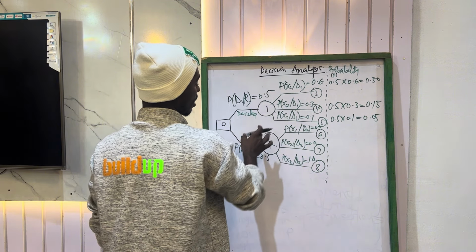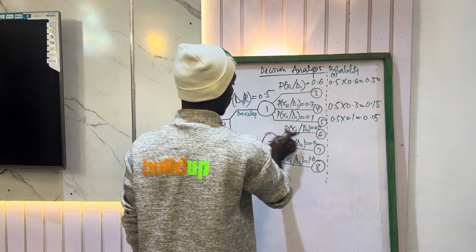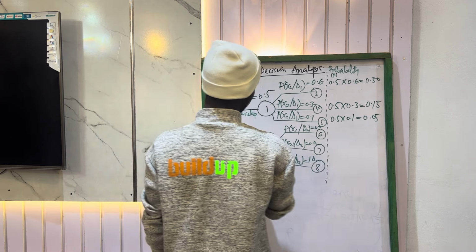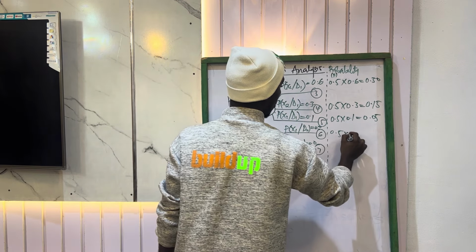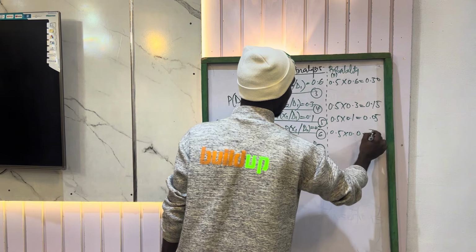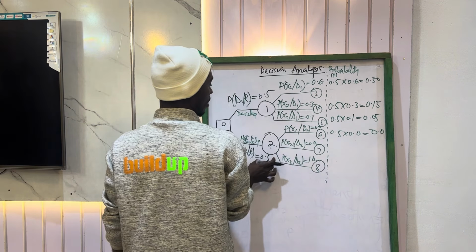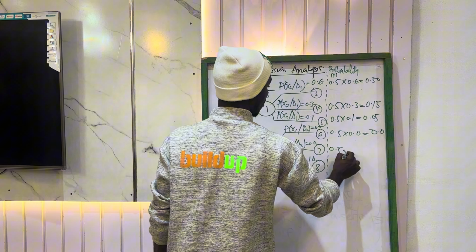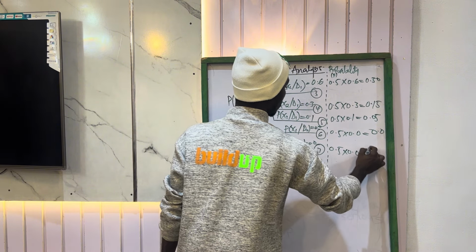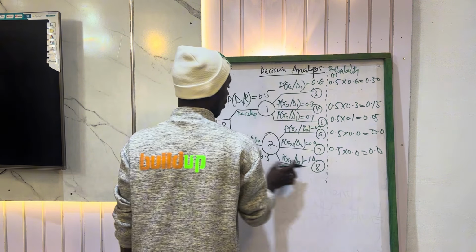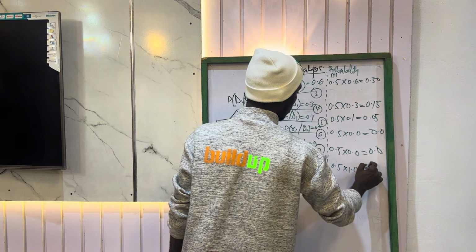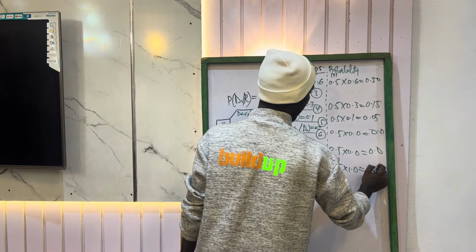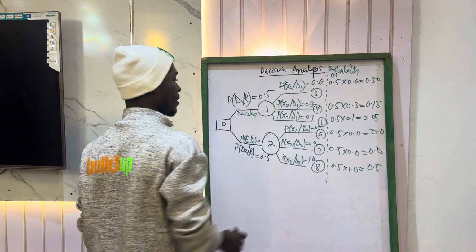So if you look at this, if you want to get the probability under this condition, this is 0.5 times 0.0, which is what? 0.0. And this one also is 0.5 times 0.0, that is 0.0. And this is 0.5 times 1.0, which is what? 0.5. So these are the probabilities.